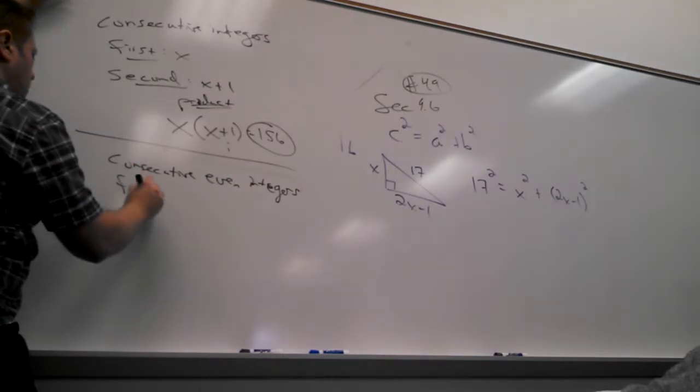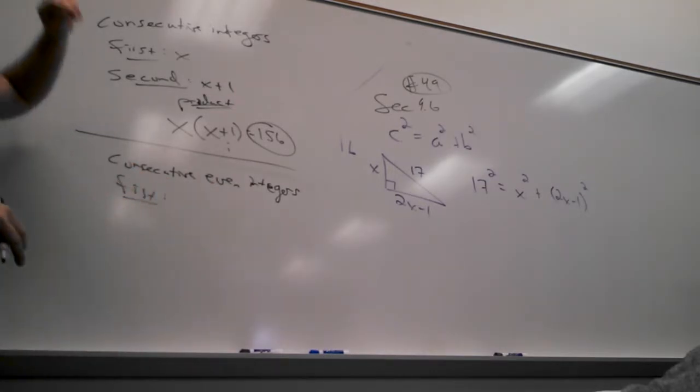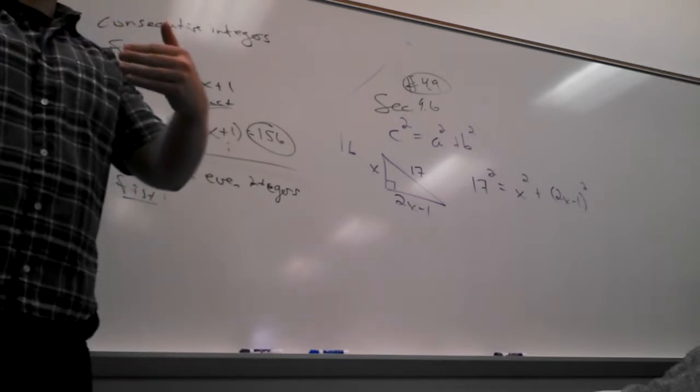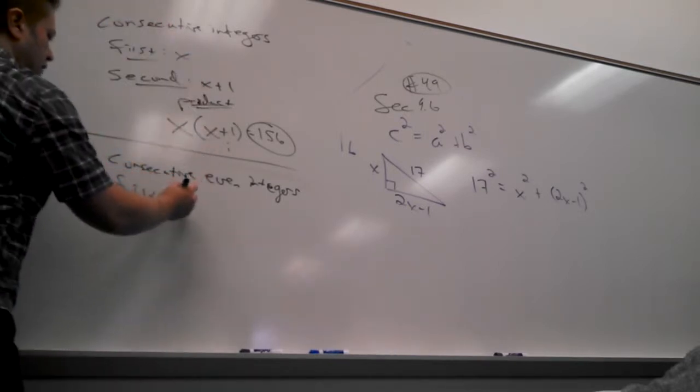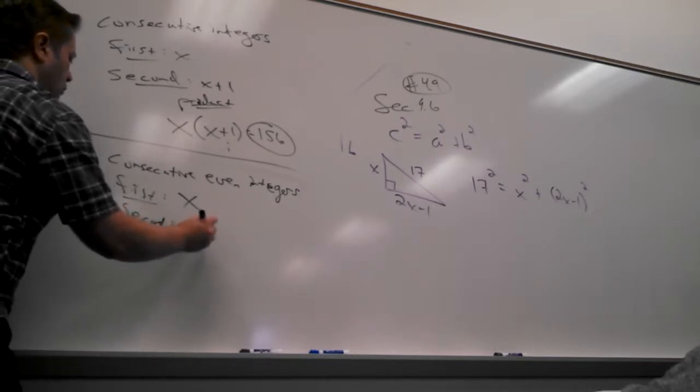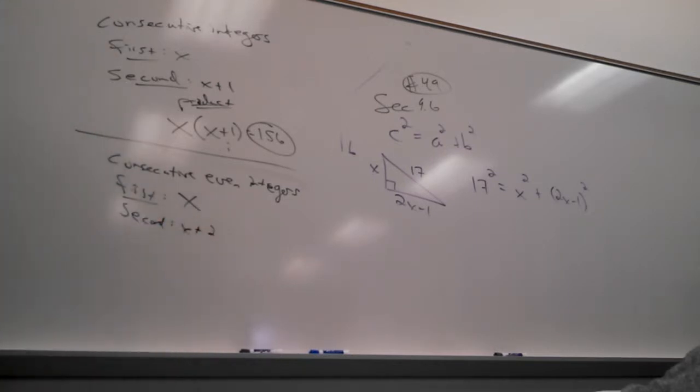So the first number, somebody give me an even number. What's the next one? 4. What's the next one? 6. So they're always separated by 2. So if I know the first one is x, what's the second one? x plus 2. Yeah, so some of you guys got homework back and I said even numbers aren't separated by 1, they're separated by 2.